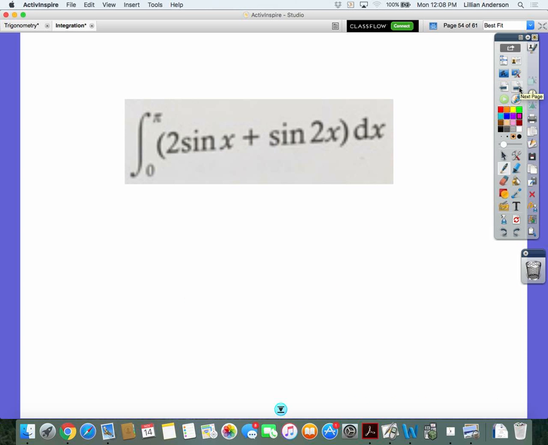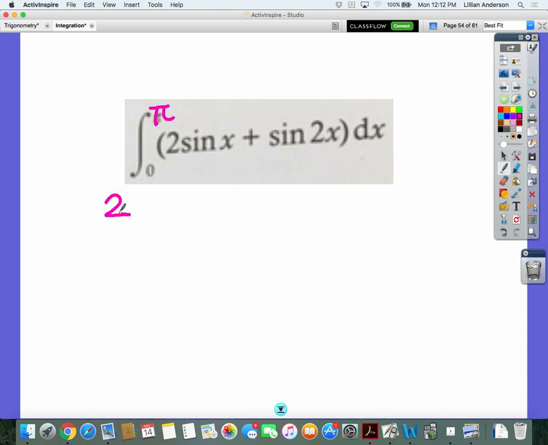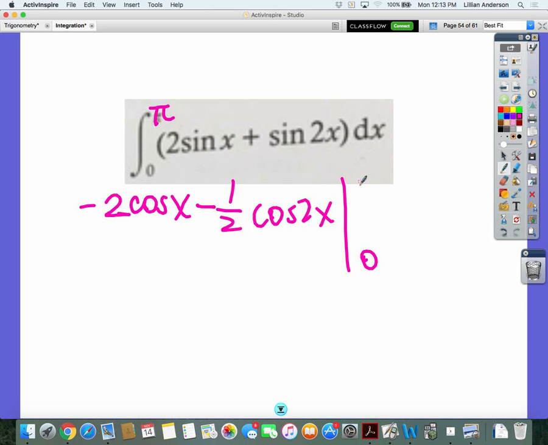Here's the next one. You guys see this one okay? This is a pi at the top. No. Should be positive 4. So it turns to a 2. Sorry, negative 2 cosine x when you take the antiderivative. And then minus a 1/2 cosine 2x that you evaluate from 0 to pi. Please be careful when you're going to plug this in.